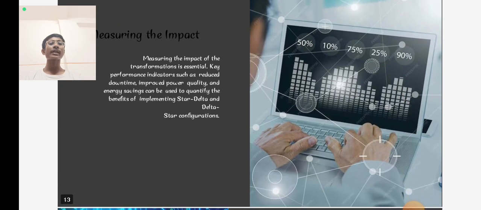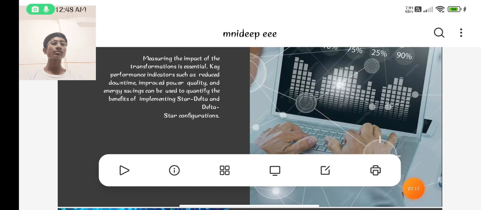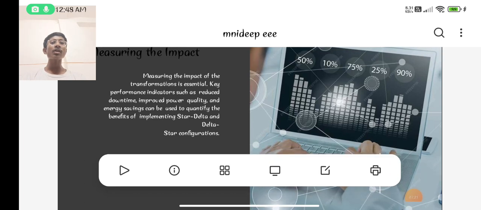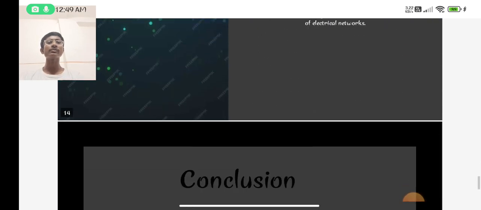Measuring the impact. Measuring the impact of the transformation is essential. Key performance indicators such as reduced downtime, improved power quality, and energy savings can be used to quantify the benefits of implementing star delta and delta star configurations.